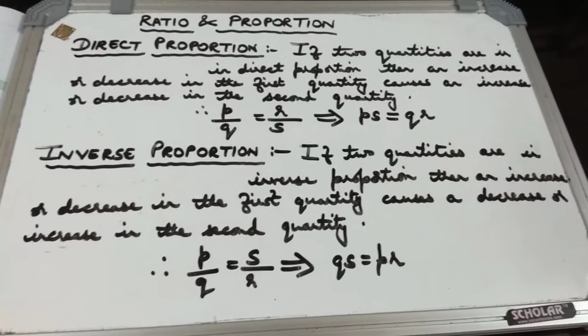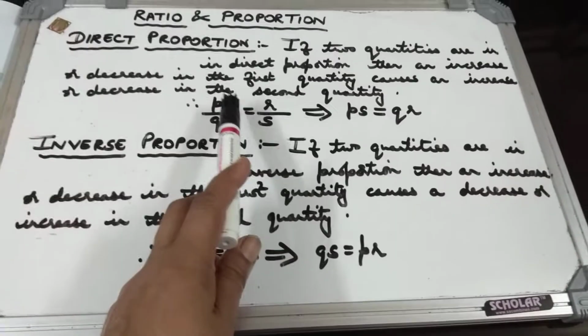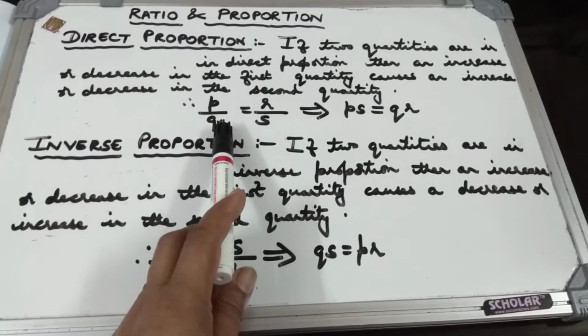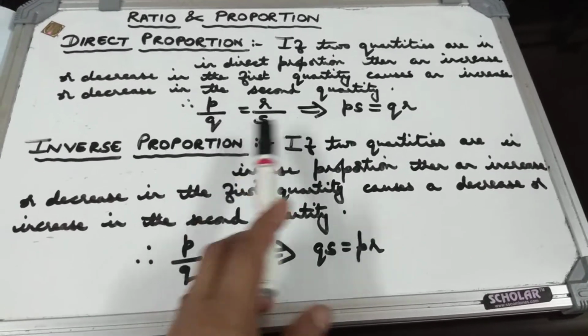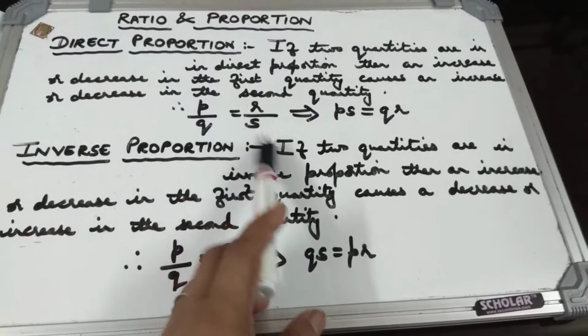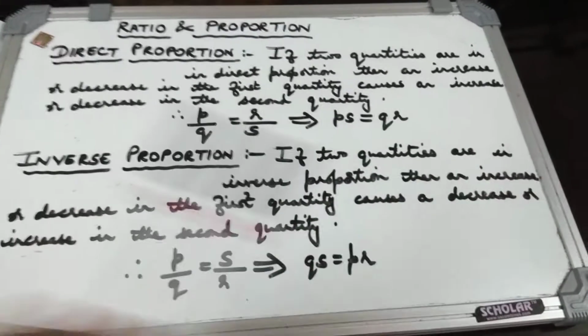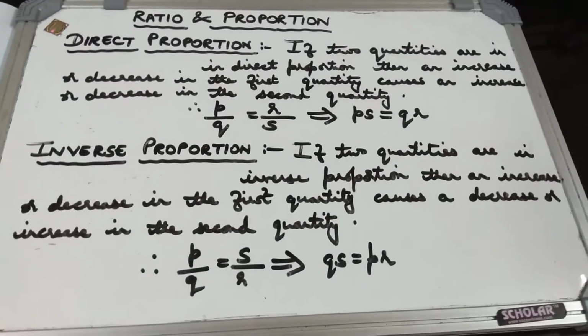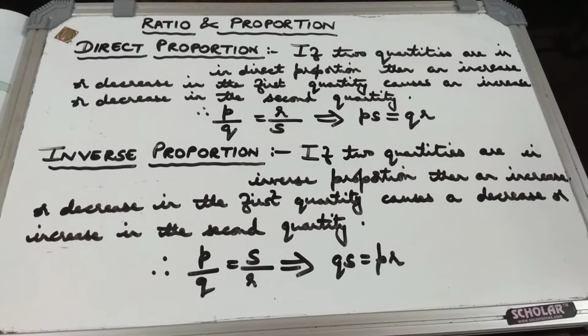This type of question is said to be in direct proportion, and in that case, we have the ratio P upon Q is equal to R upon S. Both the ratios are in direct proportion. You can directly multiply and get this and solve it for at least one of the unknown proportions.